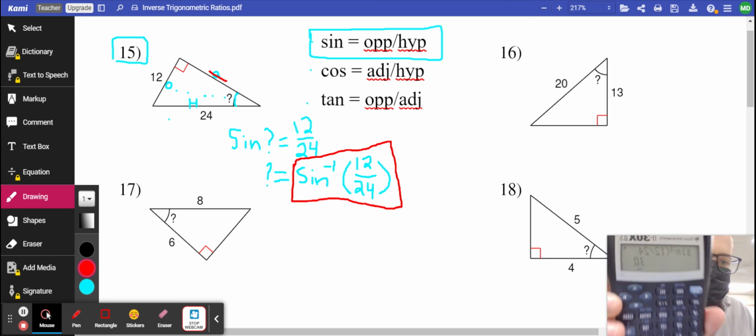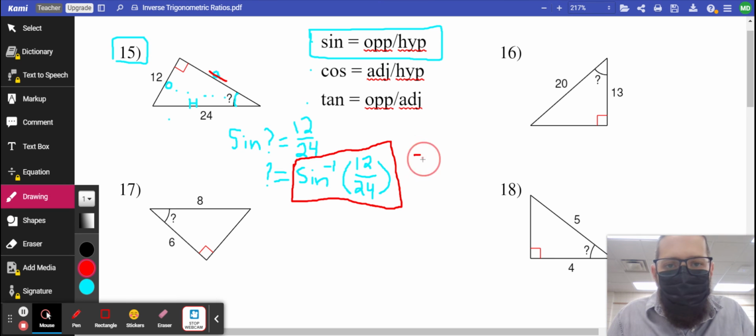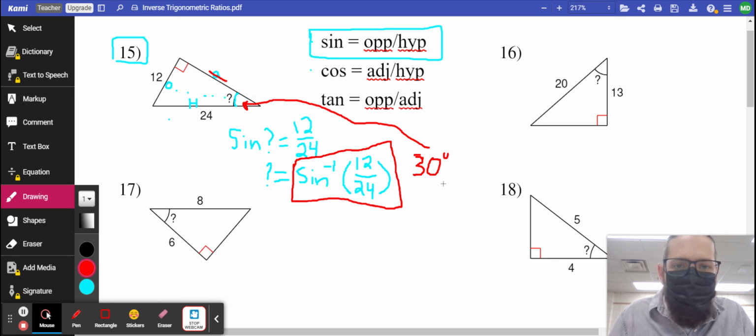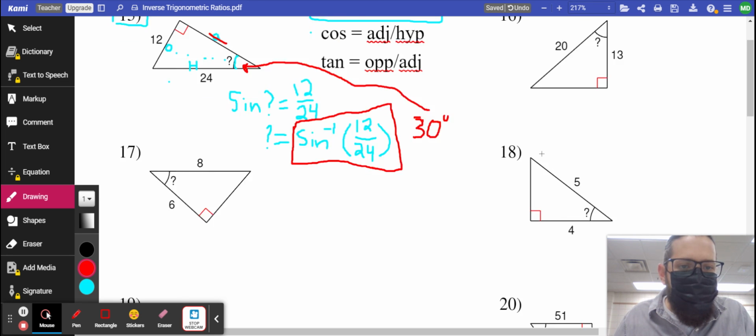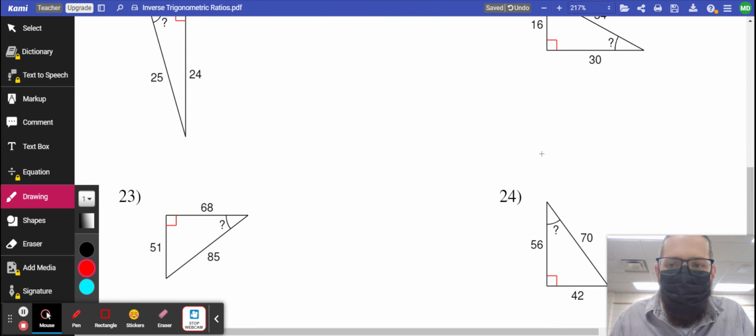I get an answer of 30, which means that my missing angle, or the angle of that triangle, right over here, is 30 degrees. That process is going to be pretty much the same for all of these.